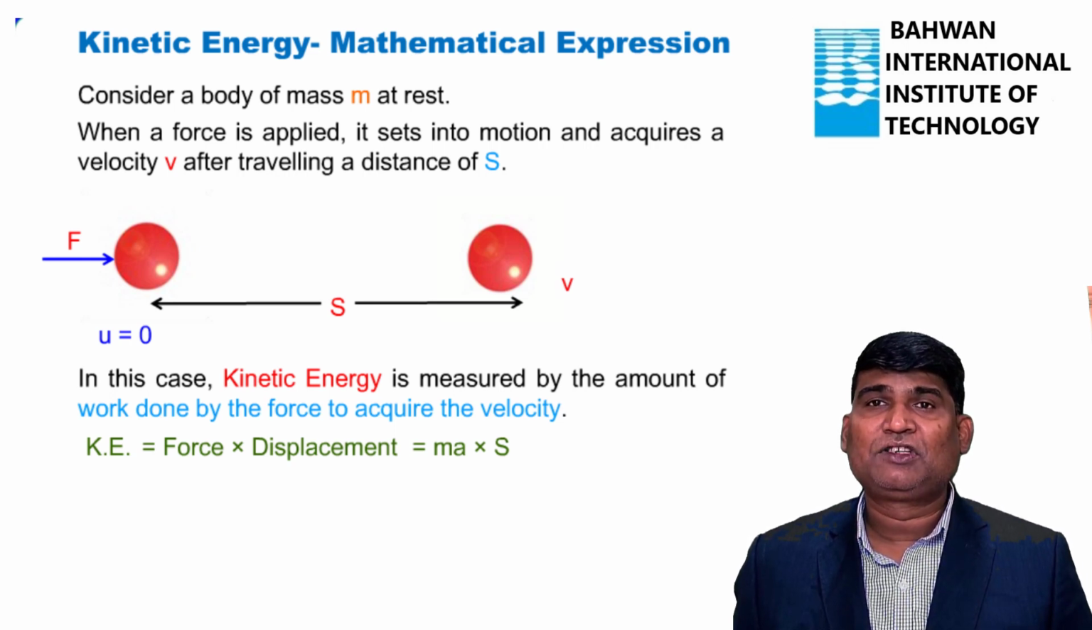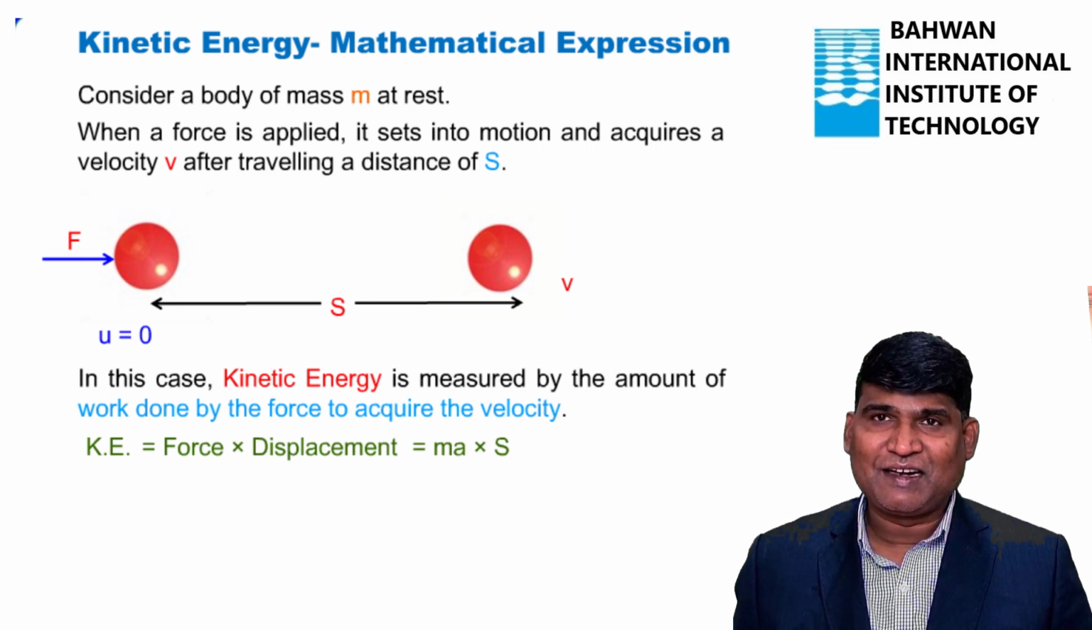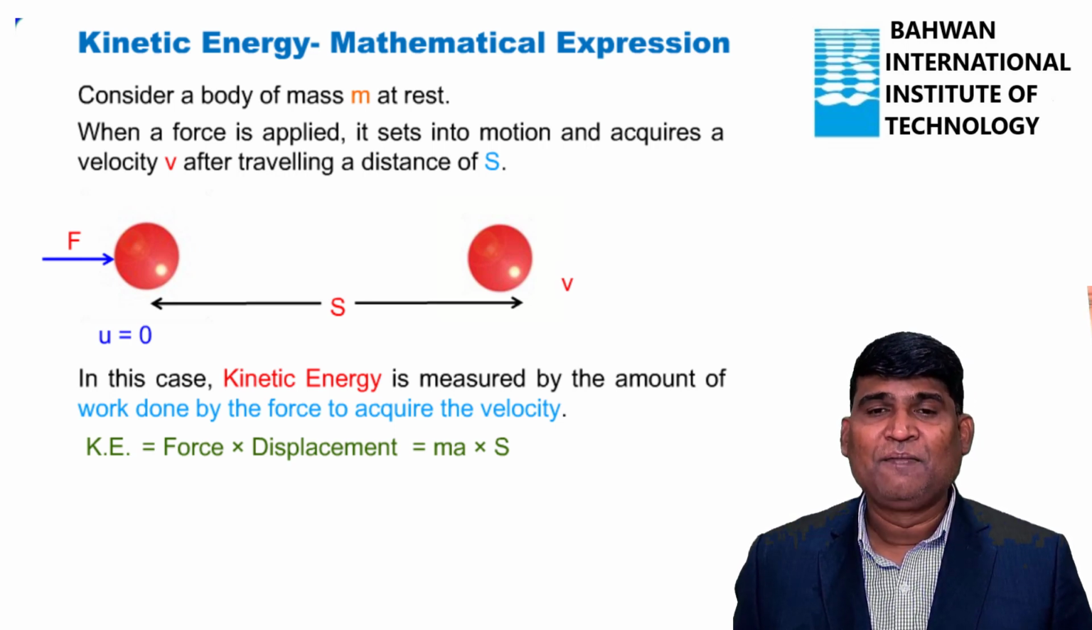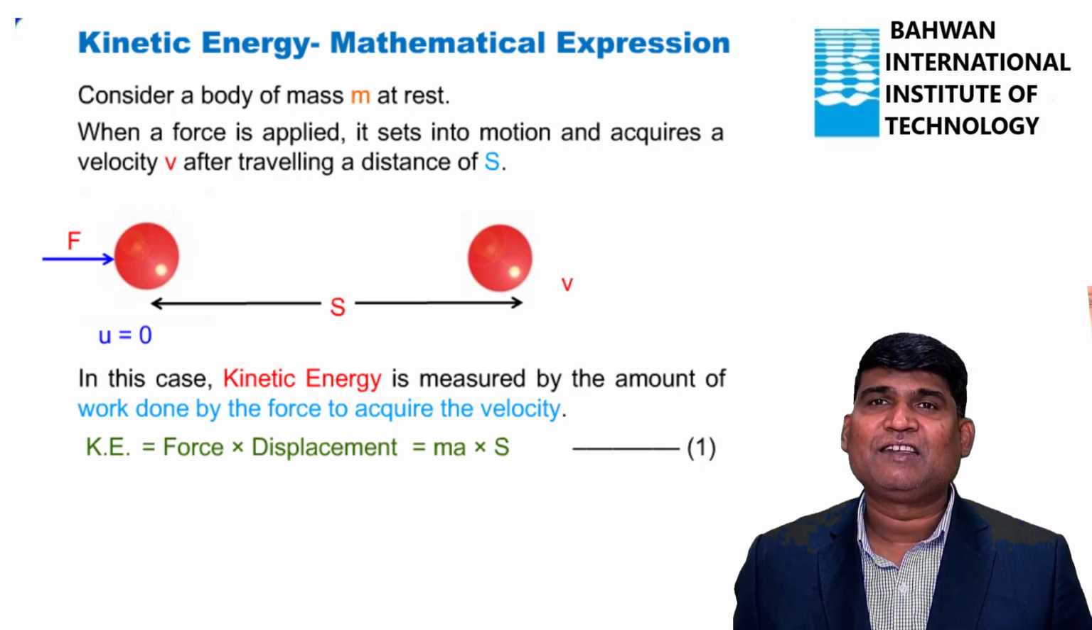But we know that initially, before applying force, it was at rest, but after applying force, it got final velocity v. That means you are observing a change in the velocity, right? That means there is an acceleration. We know Newton's second law. According to Newton's second law, force is always equal to the product of mass and acceleration. That's why in place of F I can write ma. So what is kinetic energy? Kinetic energy is equal to mas. In the place of force I wrote ma and displacement is as it is, s. Therefore kinetic energy is equal to mas.